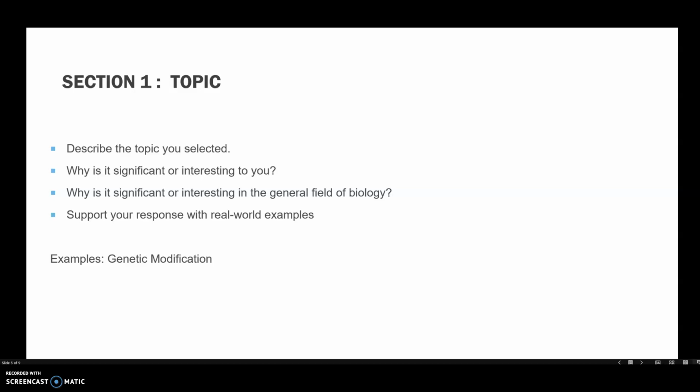So of course I'm going to describe what genetic modification is. I'm going to talk about why it's significant to me. As an environmental scientist, we are using a lot of genetically modified organisms to do certain things. We're modifying bacteria to eat plastic. We're modifying our food to make it drought and pest resistant. And those are also similar reasons why it's significant to the field of biology, because biology is the study of life. And if we are altering life, then it matters.